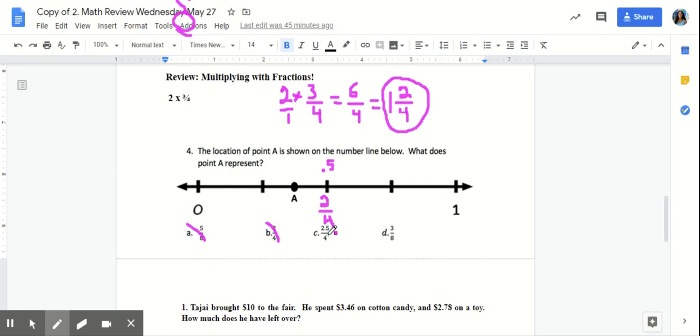Now we have 2.5/4. This is also going to be after our halfway mark, right? Because we know that 2.5 is greater than 2. So it's going to be somewhere between a half and this point here. So we can eliminate C. Our last possible answer choice is D, 3/8. So that is our final answer.